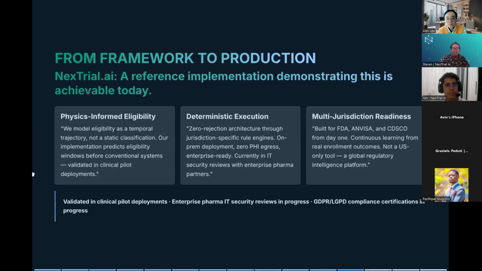Yeah, so that's the framework. So I'll tell you where we are with it. Next trial is a reference implementation for this full stack, demonstrating that physics-informed, fully verified clinical AI isn't theoretical, it's in production. We model eligibility as a temporal trajectory. We forecast the full enrollment cascade. We deploy on institutional infrastructure with zero PHI egress. And we've built for multi-jurisdictional regulatory compliance from day one.